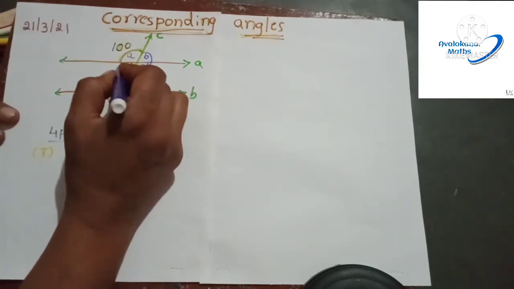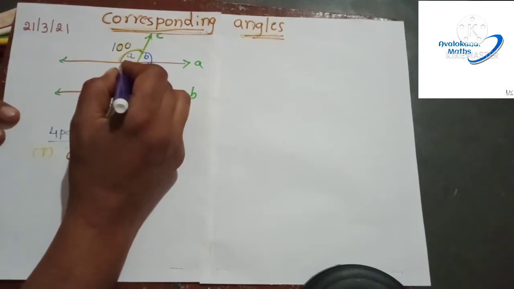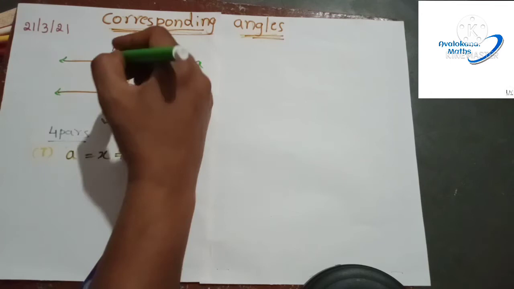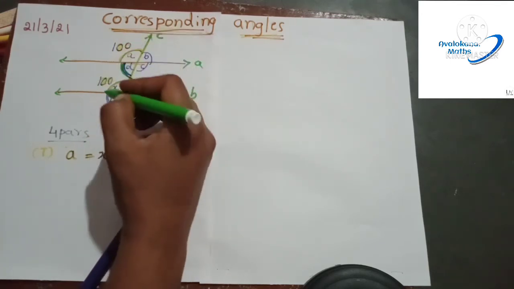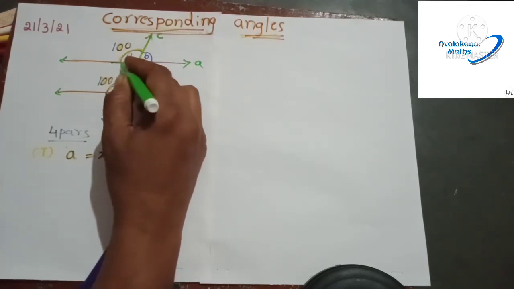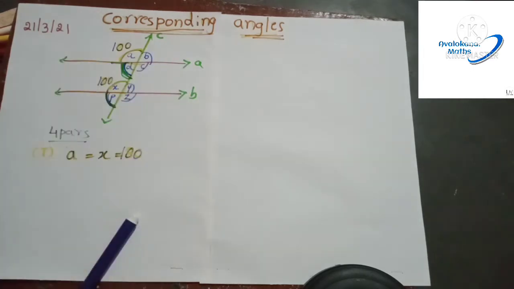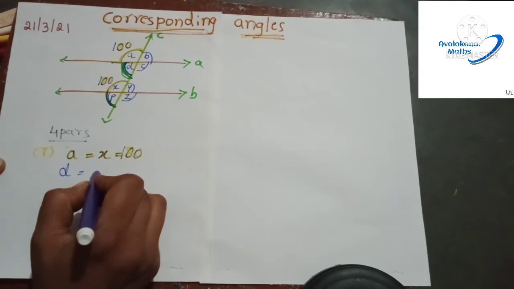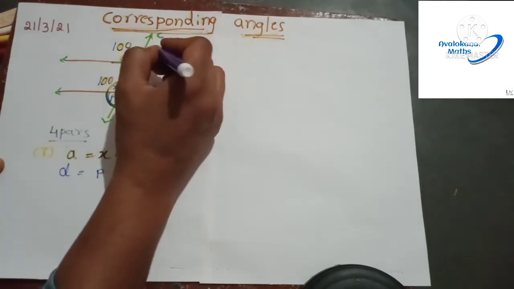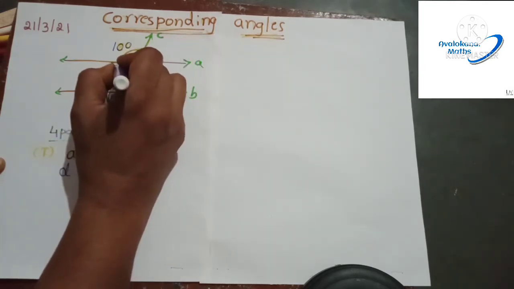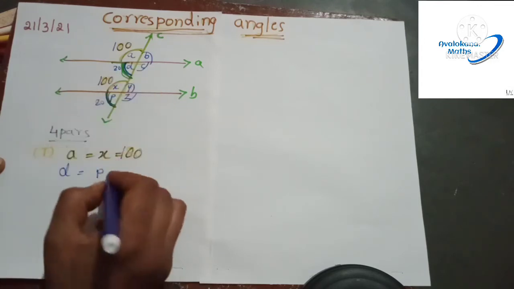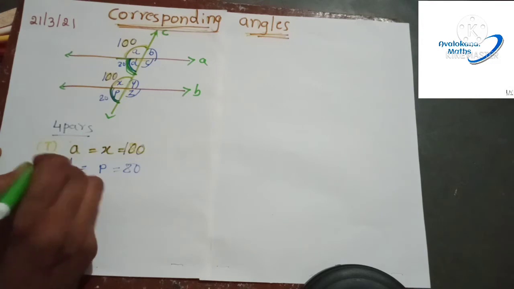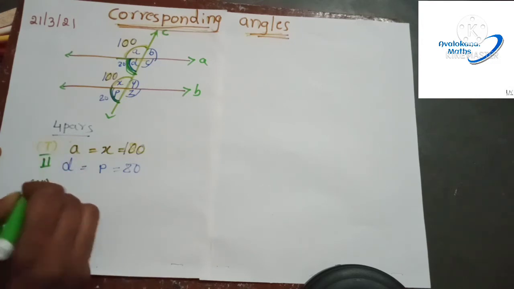On the same side, now below the line, we have angle D and angle P. These are referred to as the second pair of corresponding angles. This one is below the line, and it is also below the line, so angle D is equal to angle P. If it is 80 degrees, then the value of this one is also 80 degrees. Next, a third pair. Very simple.